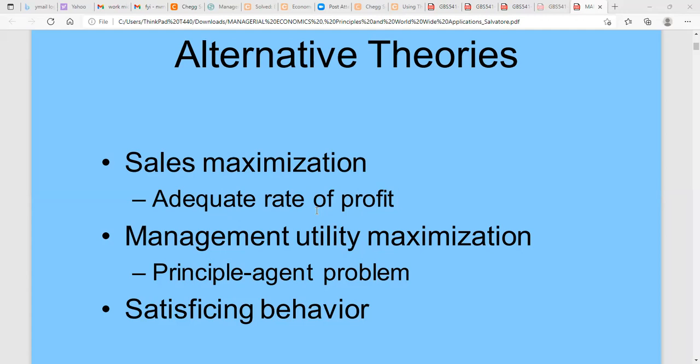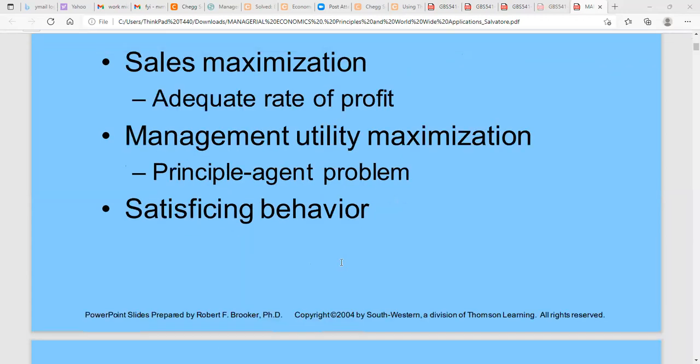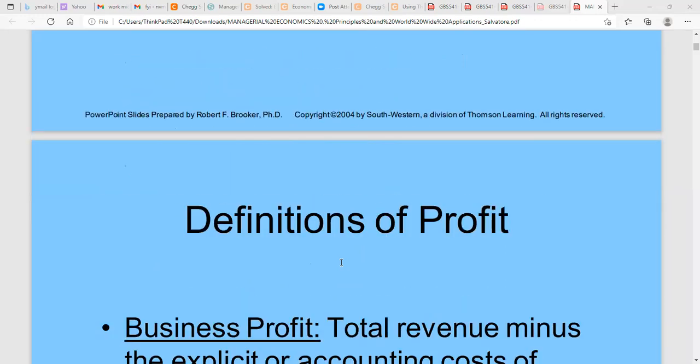Then finally, others have come up with what is called satisficing behavior. Satisficing behavior is a break-even behavior where firms exist only to break even. Firms here exist only to survive.